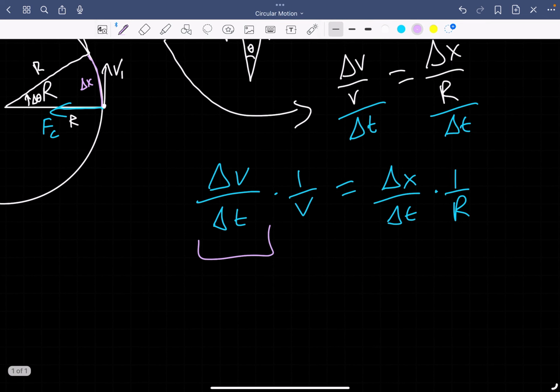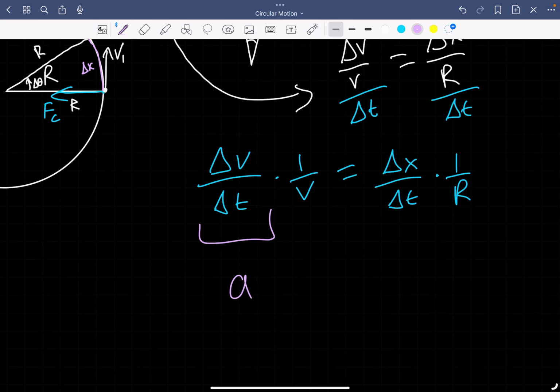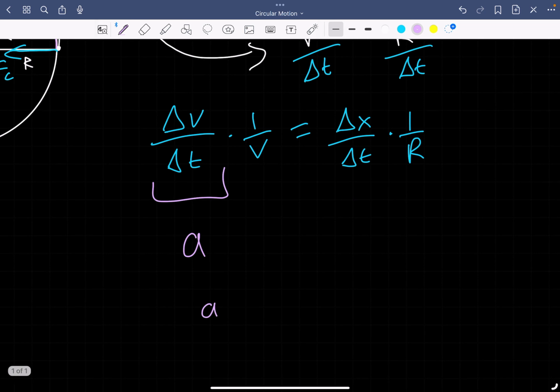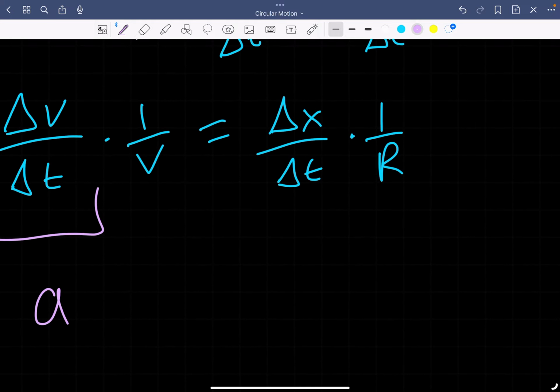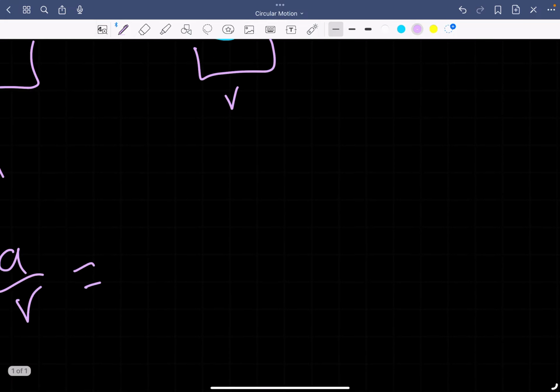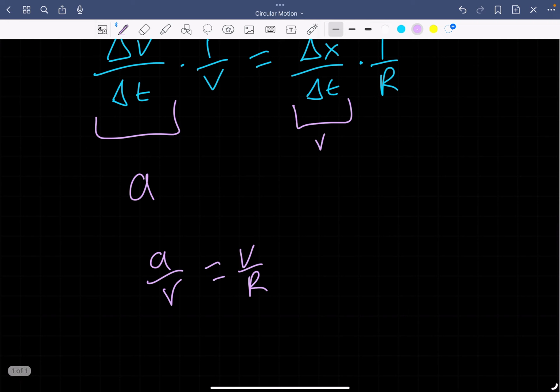So this part of the expression here, change in velocity over change in time, is just going to be acceleration. So what we really have here is acceleration over velocity is equal to this quantity on the right-hand side. Now on the right-hand side, we have displacement over time, and that's just velocity, or speed in this case, since we're not concerned with direction. And so what we have is acceleration over speed is equal to speed over radius. And if we multiply both sides by velocity, we get the final expression that acceleration is equal to velocity squared over radius.